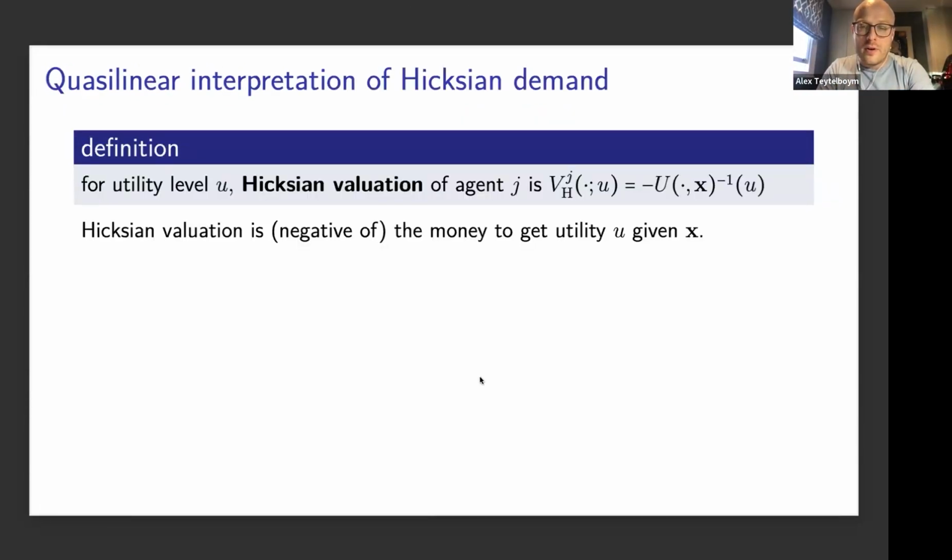The first thing I want to show you is that you can express Hicksian demand through a quasi-linear objective.